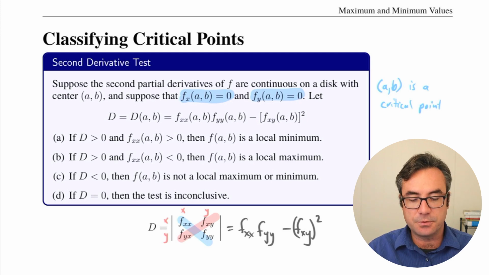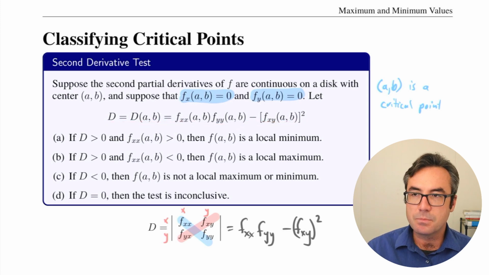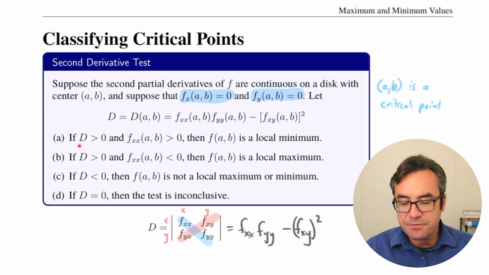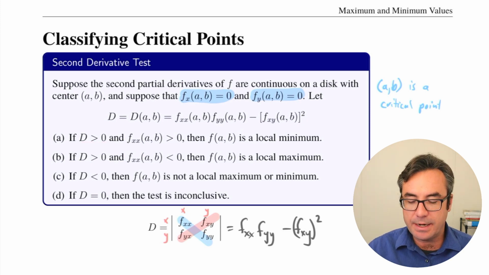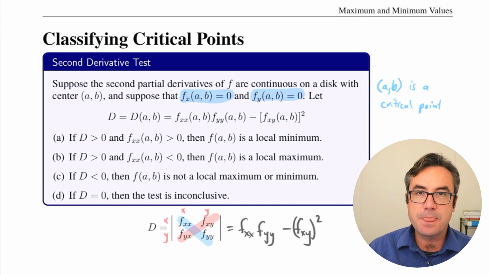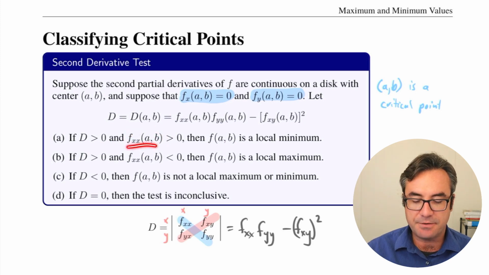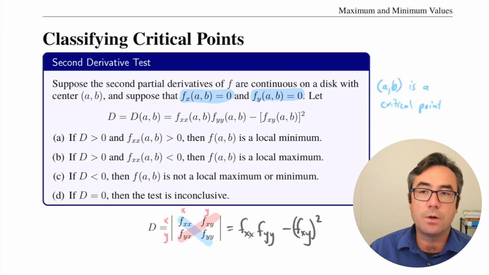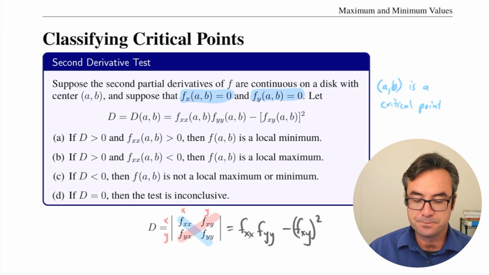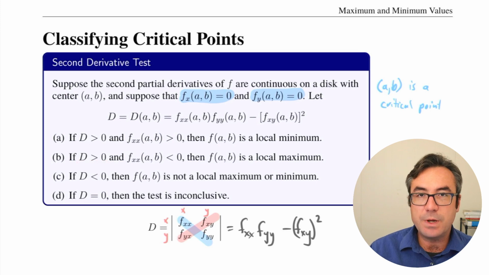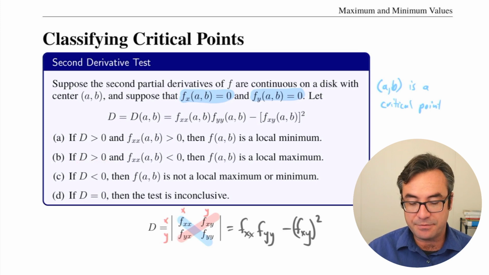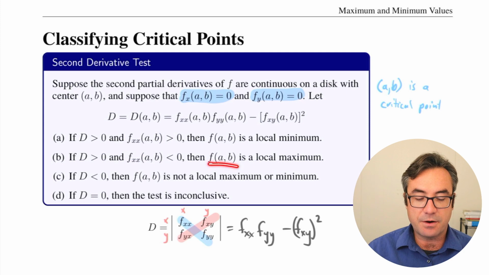All right, so let's suppose that we've actually calculated this. If we plug in our critical point and we find that D is positive, well, then we actually have to look at the second order partial, f double x. And if that's positive, then we have a local minimum. If we find that D is positive, but f double x is negative, well, then our function actually has a local max.